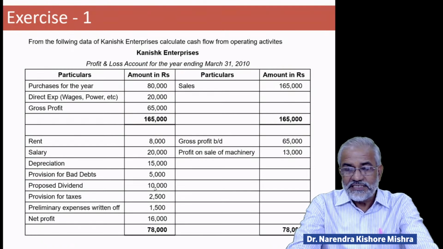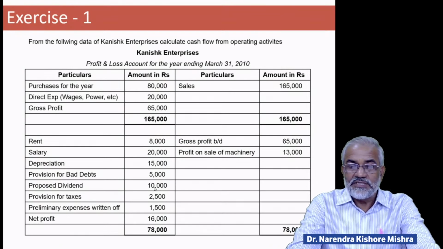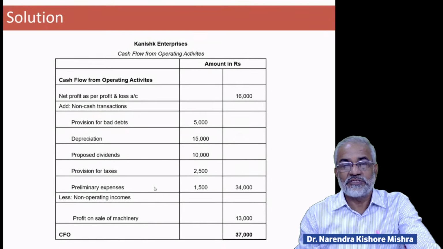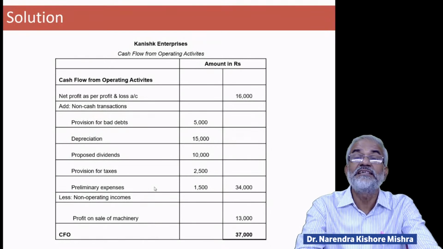This net profit of 16,000 does not necessarily mean that the cash profit is also 16,000, because there are some items in the debit side of the profit and loss account which do not result into outflow of cash. Let us see in the next slide how the cash flow statement is being prepared from the operating activities.